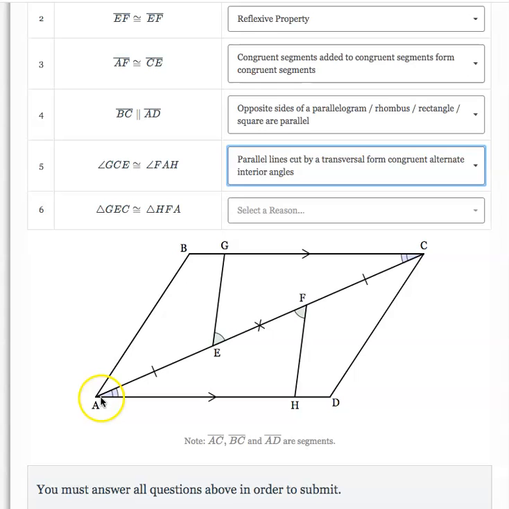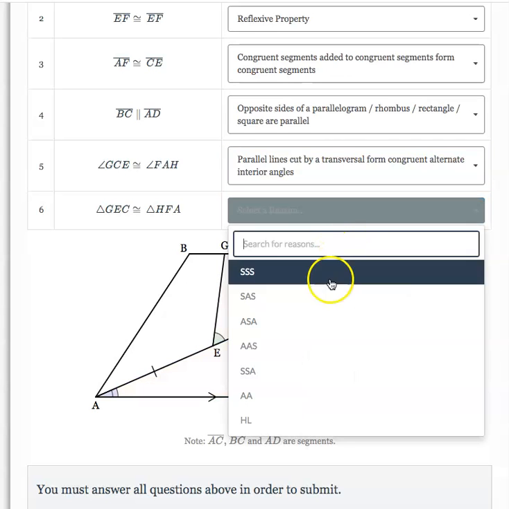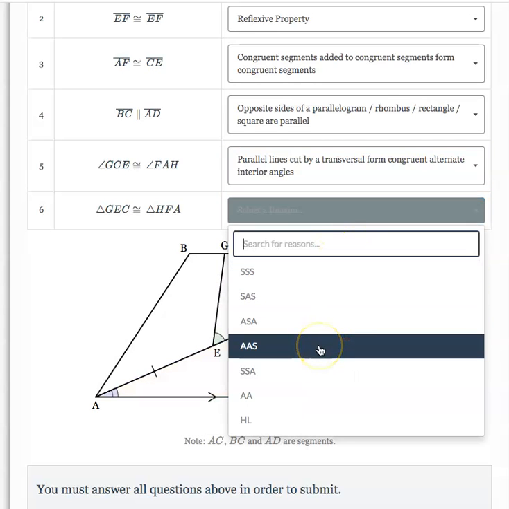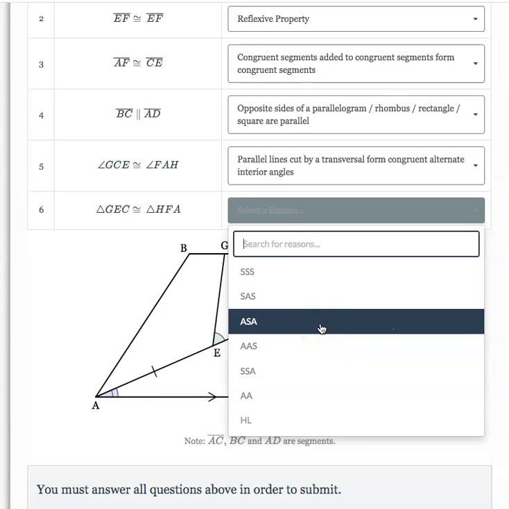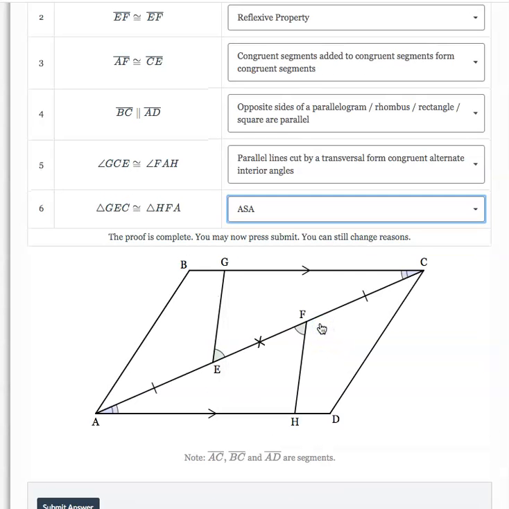So in this triangle here, we have vertex A, this side congruent, and vertex F congruent to the other triangle, vertex C, this side, and vertex E. Therefore, we have two angles and a side, and since the sides are in between those, this would be an angle-side-angle. And that completes our proof.